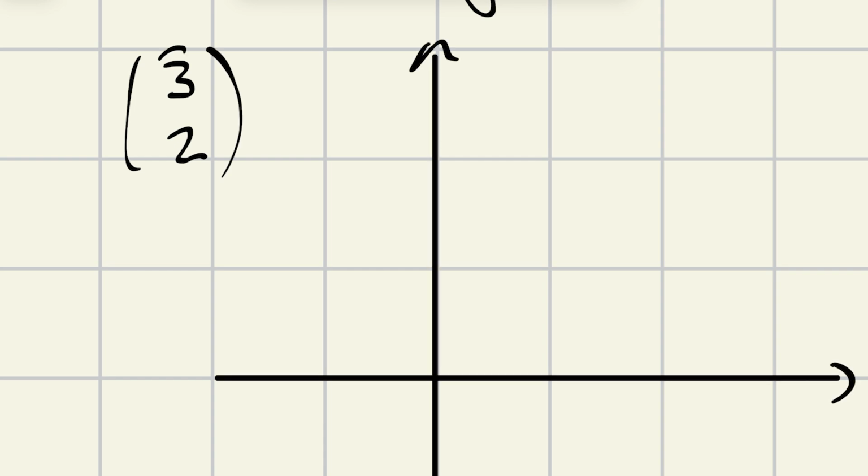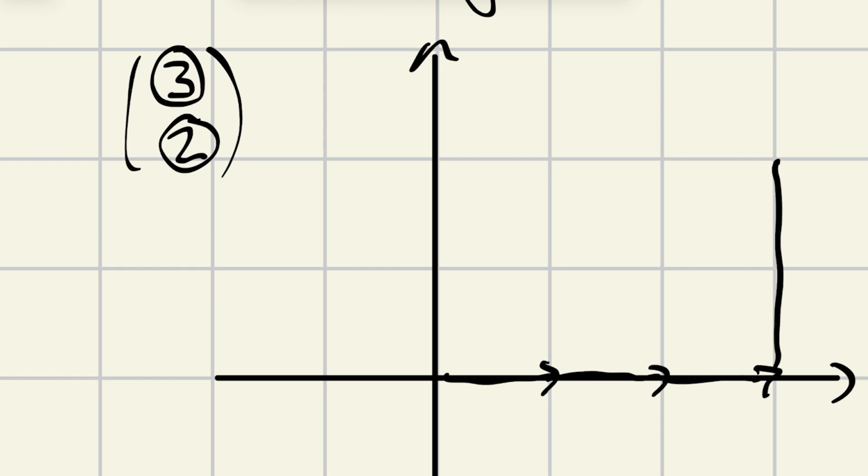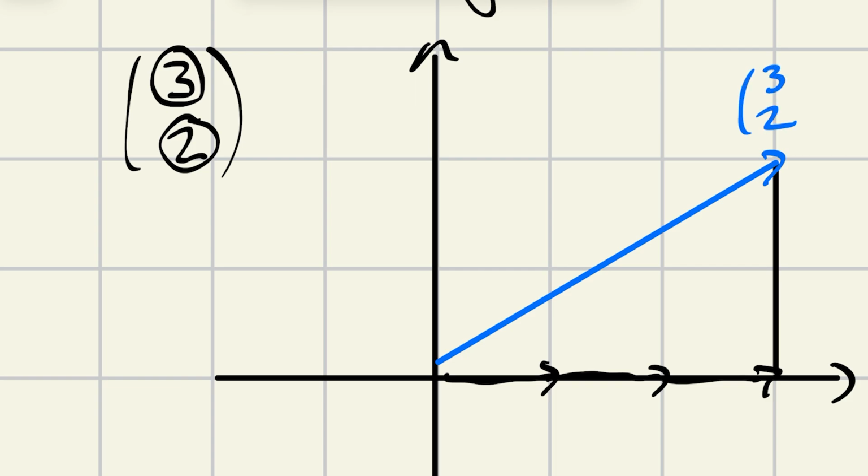So if I wanted to look at the vector 3, 2, this vector means go right 3, then up 2. Right 3, so 1, 2, 3, and then up 2. So all the way up to here. So the vector would be this. This is the vector 3, 2. Now remember, vectors can be anywhere. They don't have to start at the origin. They can start from anywhere, as long as it's go right 3 and up 2.